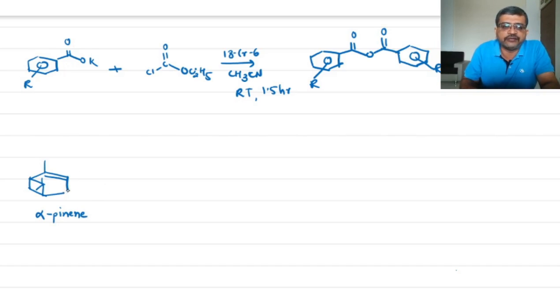There we had studied how this alpha pinene is synthesized from terpenes. So this alpha pinene, when it is reacted with KMnO4 in presence of 18 crown 6, as it is involving potassium ions, we will be using 18 crown 6. If there are sodium ions, then we will be using 15 crown 5. This gives rise to pinonic acid.